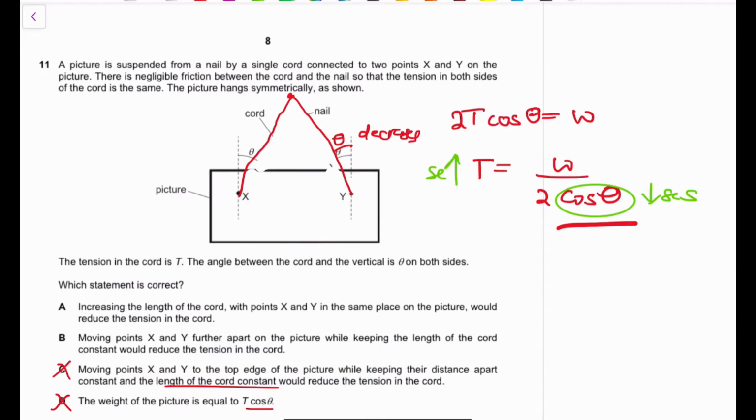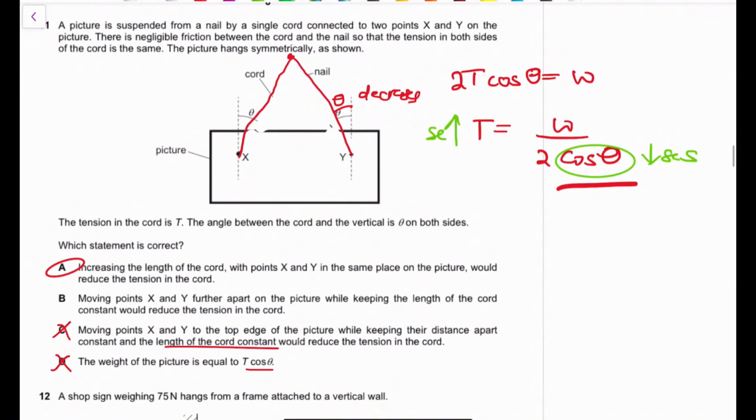It was a bit tricky to wrap your head around that, but basically you have to prove what is going to happen as you move. The weight is going to be equal to 2T cos theta, and as you move point X and Y to the top edge of the picture, it's going to have the same tension, because it's literally the same thing, just translated downwards. And as you move X and Y, you're increasing that angle theta, because X is now a bit further, Y is a bit further. As theta increases, cos theta is going to decrease, hence your tension is going to increase.